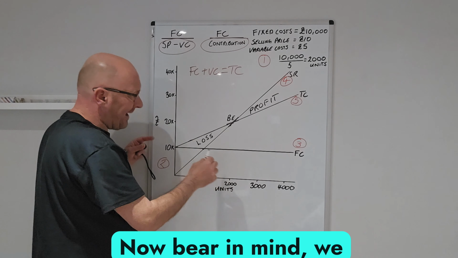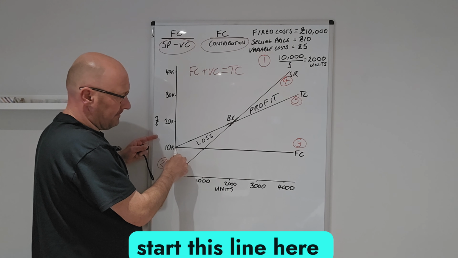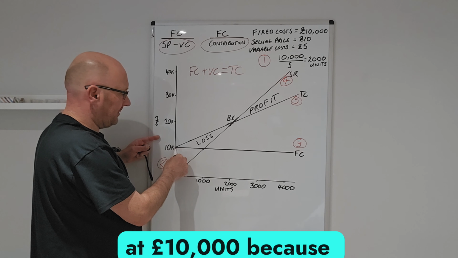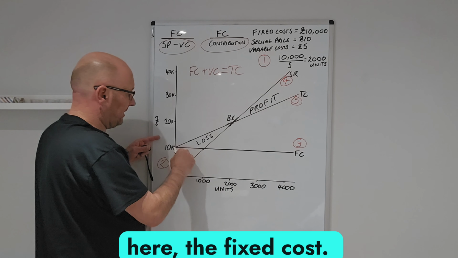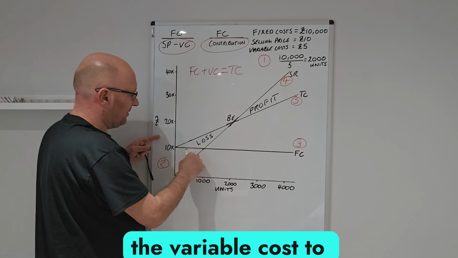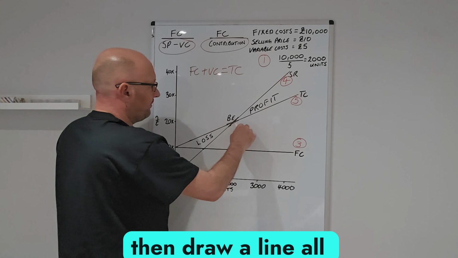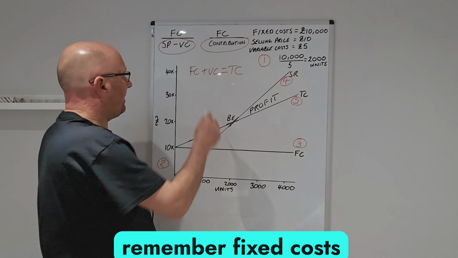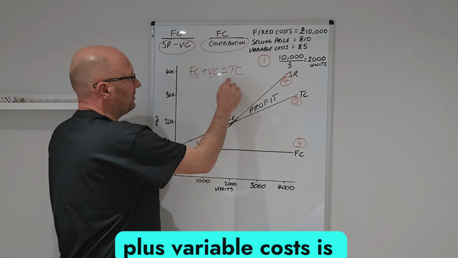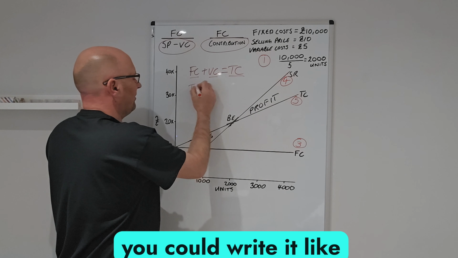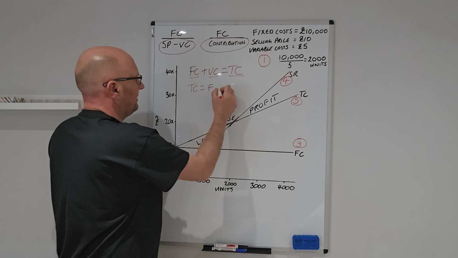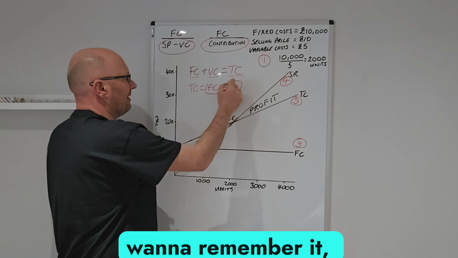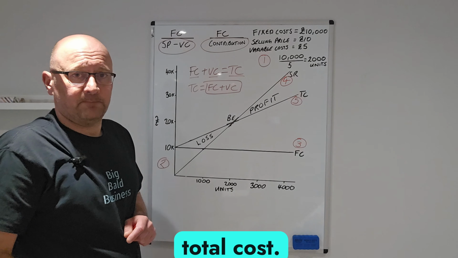Now, bear in mind, we start this line here because our total costs, if we produce nothing, are £10,000 because we bought this item here, the fixed cost. So we have to add on the variable cost to the fixed cost. We then draw a line all the way through there and we've got our total costs. So just remember, fixed costs plus variable costs is total costs, or you could write it like that: TC equals FC plus VC. Whichever way you want to remember it, that plus that is your total cost.